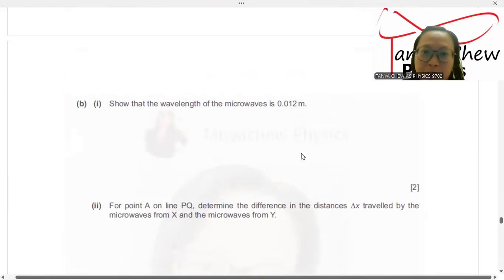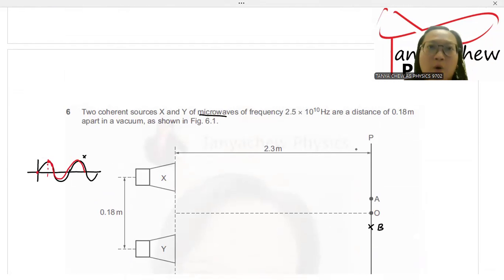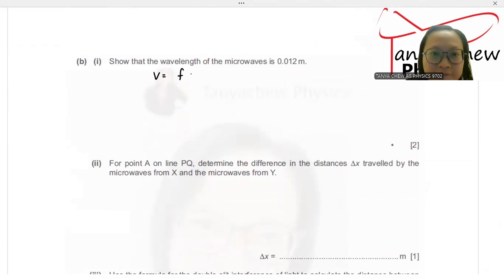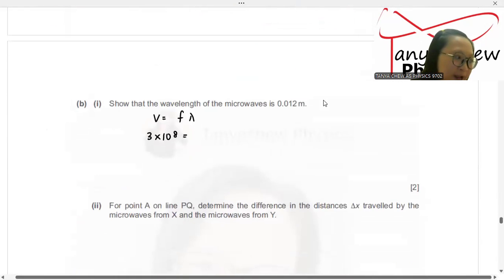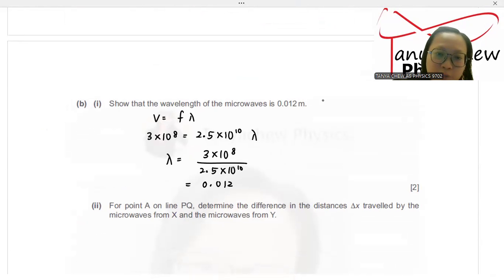Now, the next one. B1, show that the wavelength of the microwave is 0.012 meter. Could you see that microwave is one of the electromagnetic waves that travel with the speed of light? So I'm still going to use the wave equation, wave speed v equals f lambda. Microwave in vacuum travels with the speed of light. Frequency is being given, which is 2.5 times 10 to the power of 10, multiplied by lambda. Make lambda the subject, and you should be able to get the exact answer, 0.012 meter.